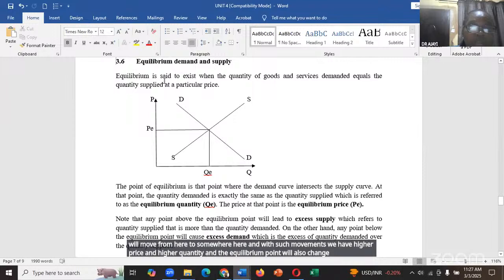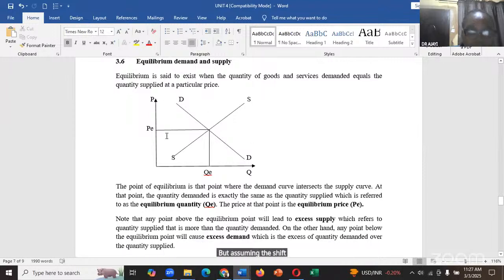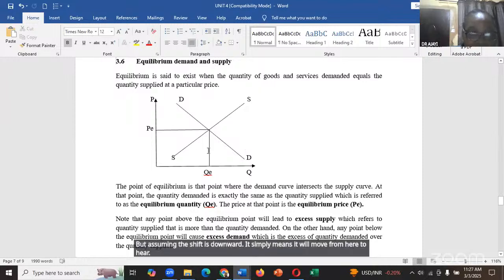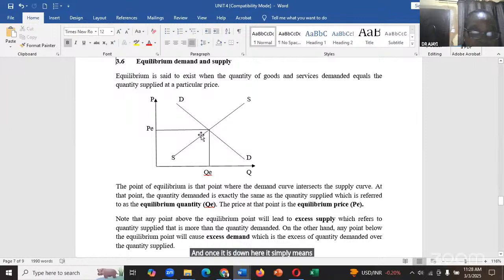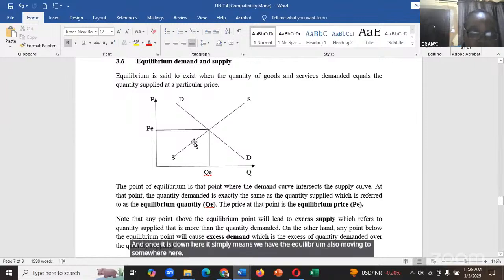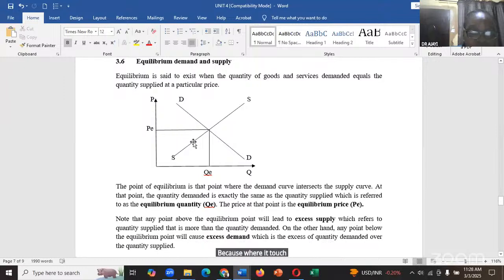But assuming the shift is downward, it simply means it will move from here to here. And once it is down here, it simply means we have the equilibrium also moving to somewhere here, because where it touches the supply curve will also be affected, since the supply curve remains the same.